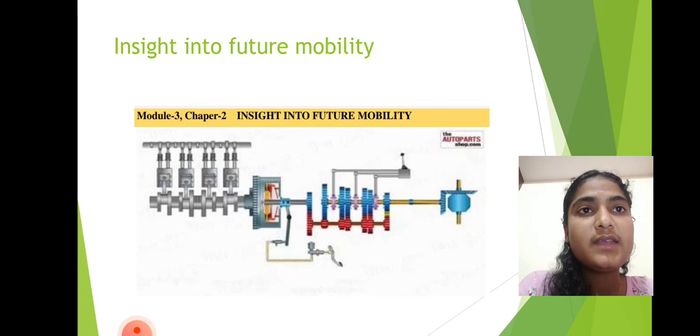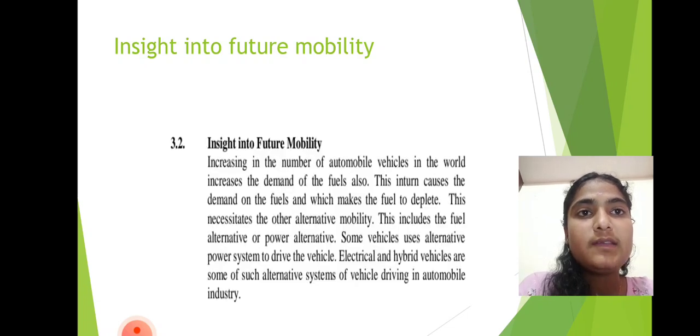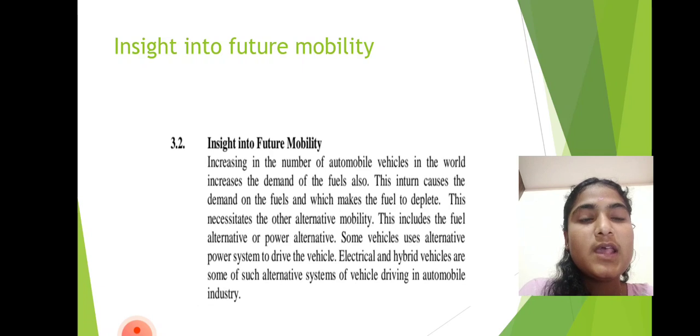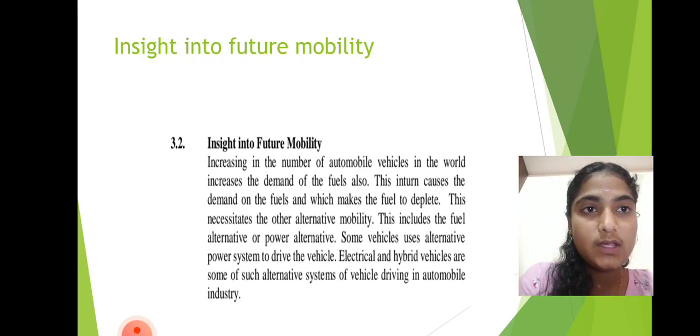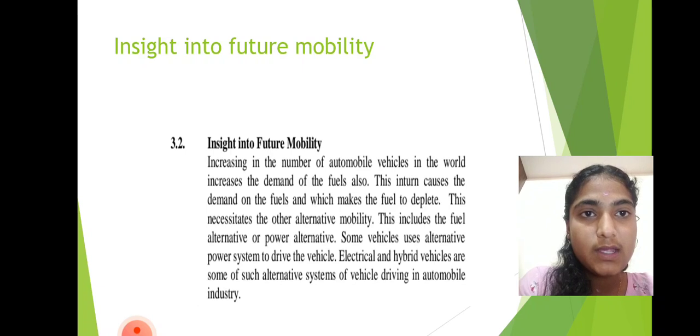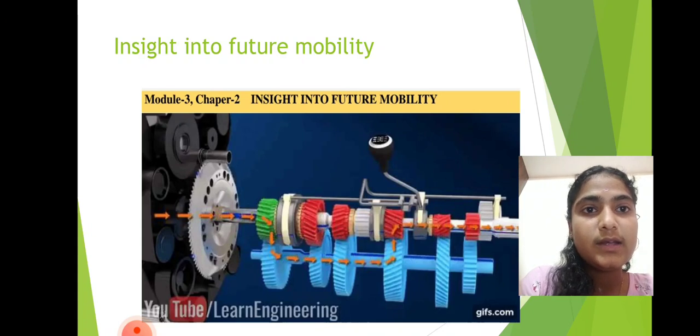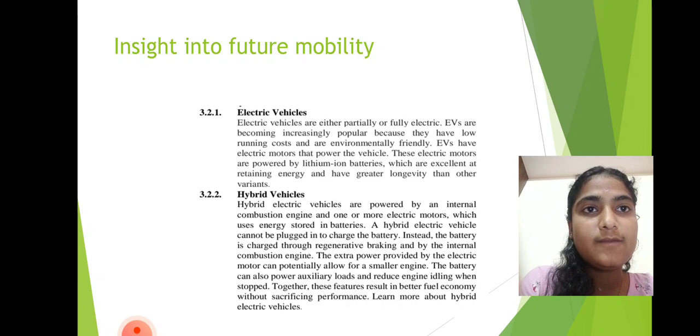Then comes insight into future mobility. Increasing numbers of automobile vehicles in the world also increase the demand for fuels. Some vehicles use alternative power systems to drive the vehicle. Electric and hybrid vehicles are some such alternative systems of driving vehicles in the automobile industry. This is the mechanism.